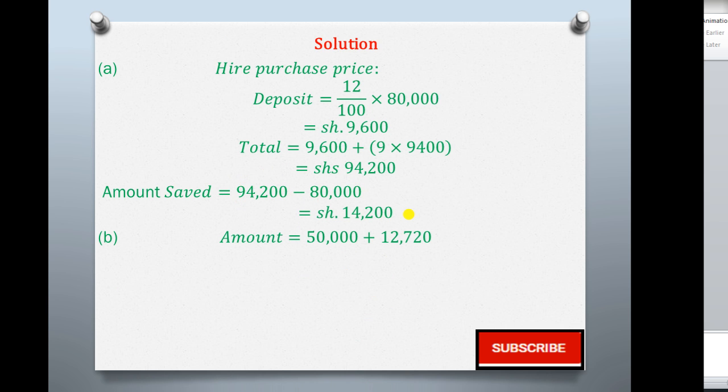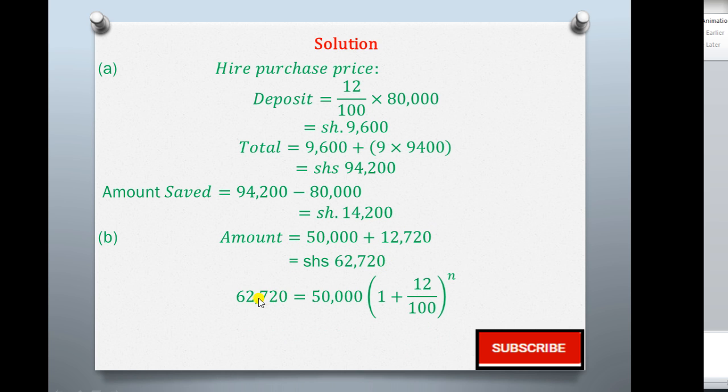Then part B it was compound interest. But remember, they told us that this person deposited 50,000, and they're asking us for how long it would take the person to earn the interest of 12,720. So it means the total amount the person will earn in that time that we don't know will be the amount he deposited and the interest. And if you add this, it comes to 62,720.